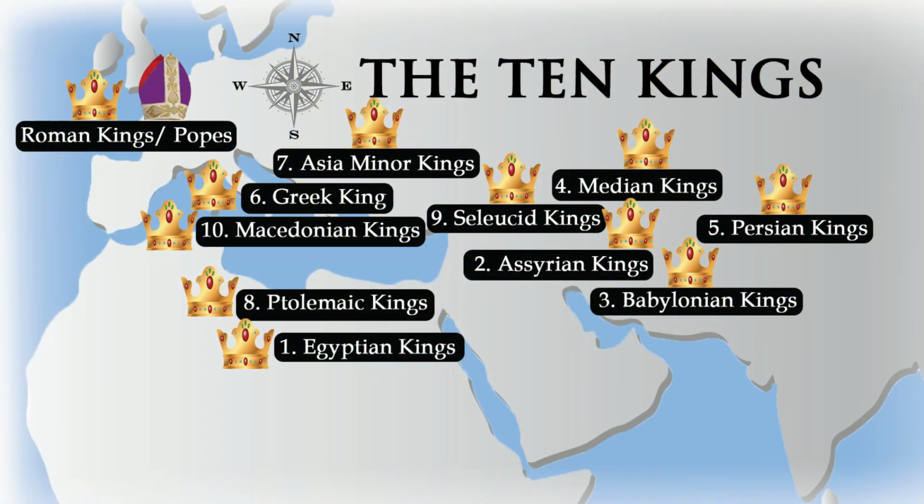Now, we have to ask the question about the kings or the 10 horns that ruled prior to the Roman Empire: did those kings have kingdoms? The answer is yes. But what you must understand is that at the time of the Roman Empire, at the time of John the Revelator, those 10 kingships had all been defeated.